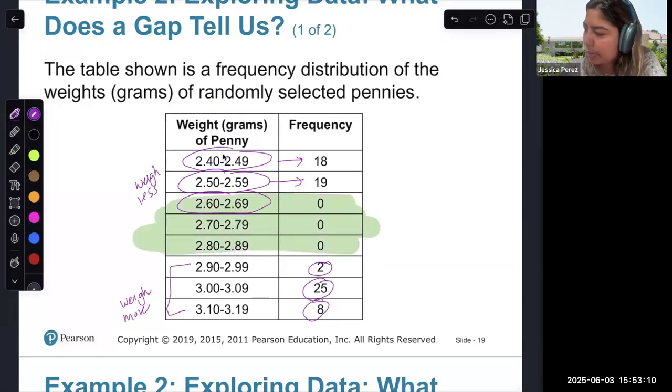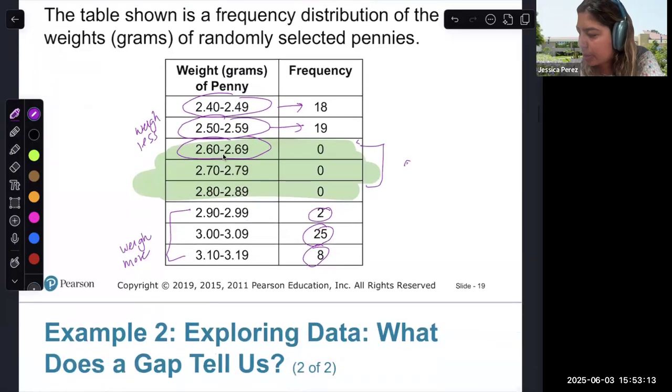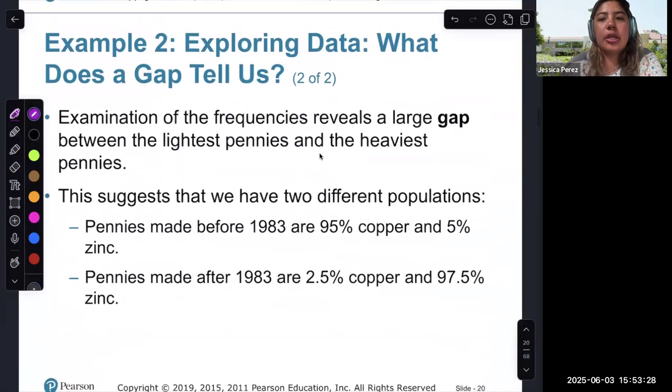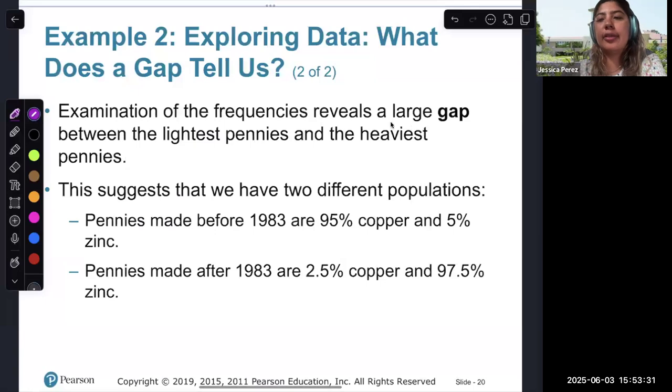Notice that here there's a gap. So what does this tell us? Well, we know that pennies were made out of a different type of material. The examination of frequencies reveals a large gap between the lightest pennies and the heaviest pennies. This suggests that we have two different populations. Pennies made before 1983 were 95% copper and 5% zinc. After 1983, 2.5% were made out of copper and 97.5% were made out of zinc.